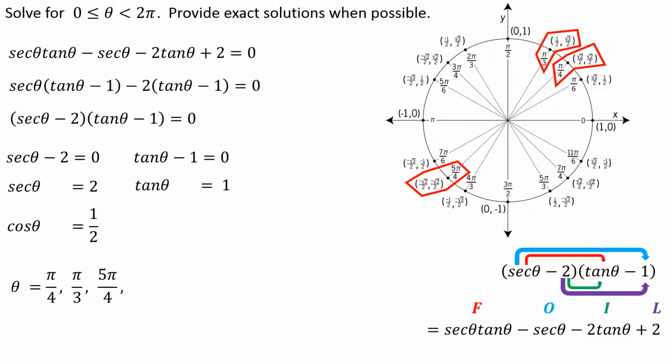4 pi over 3, nah. 3 pi over 2, no. 5 pi over 3, aha. Cosine has a value of positive 1/2 when theta is 5 pi over 3. 7 pi over 4, nope. 11 pi over 6, nope. 2 pi would get us back to the beginning, and we wouldn't want to include 2 pi anyway. So there are 4 valid solutions to this equation. Theta could be pi over 4, pi over 3, 5 pi over 4, or 5 pi over 3.